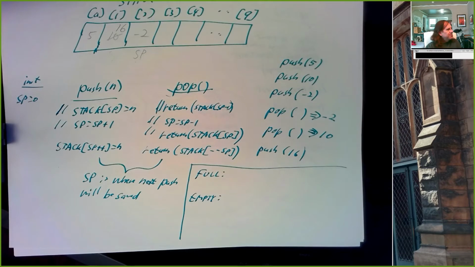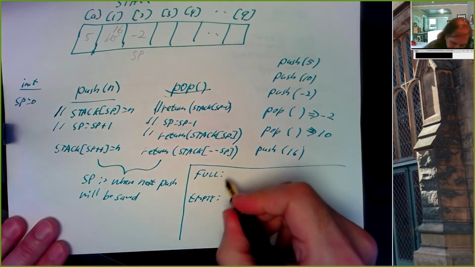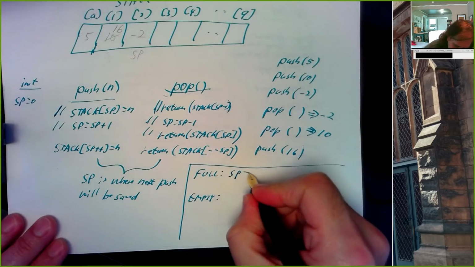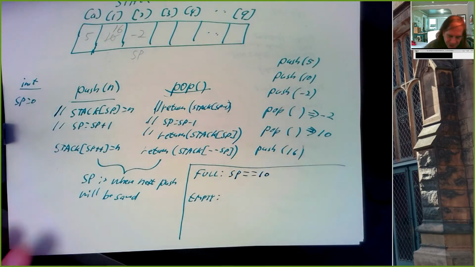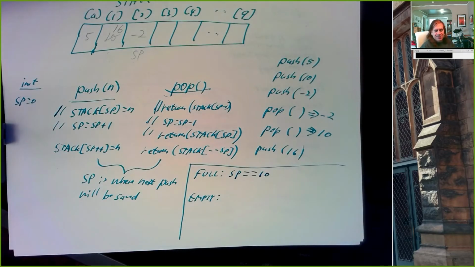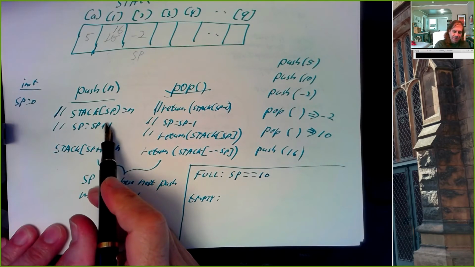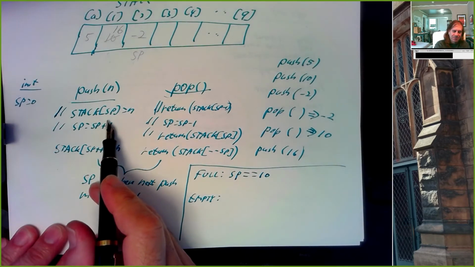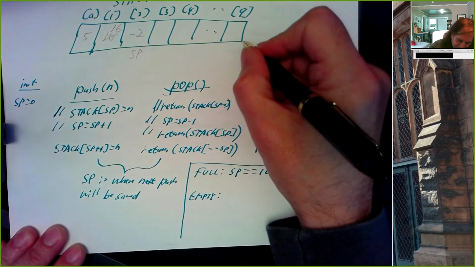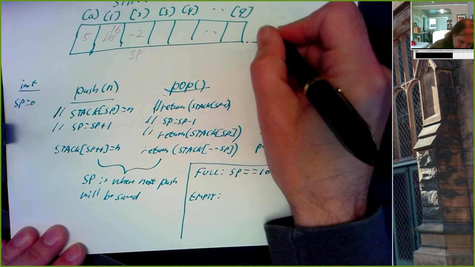So someone said if stack edge equals null, that's probably the right spirit of it. But yeah, let's be more specific. If the stack pointer is equal to 10, that tells us the stack is full. Because if we tried to push one more thing, it would be trying to store it at element 10, which doesn't exist.